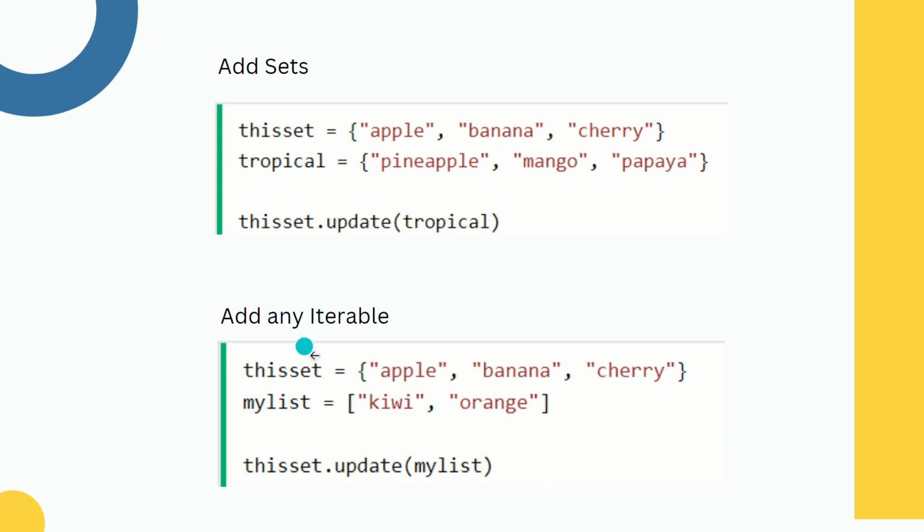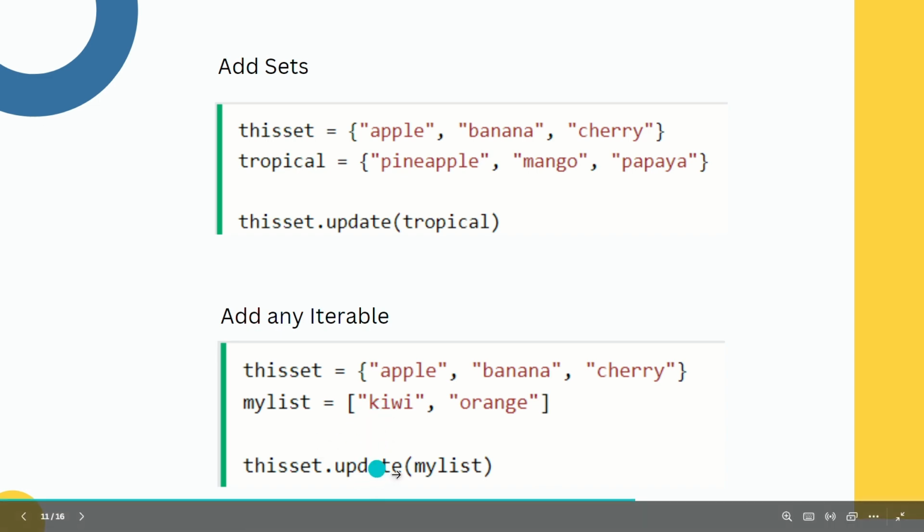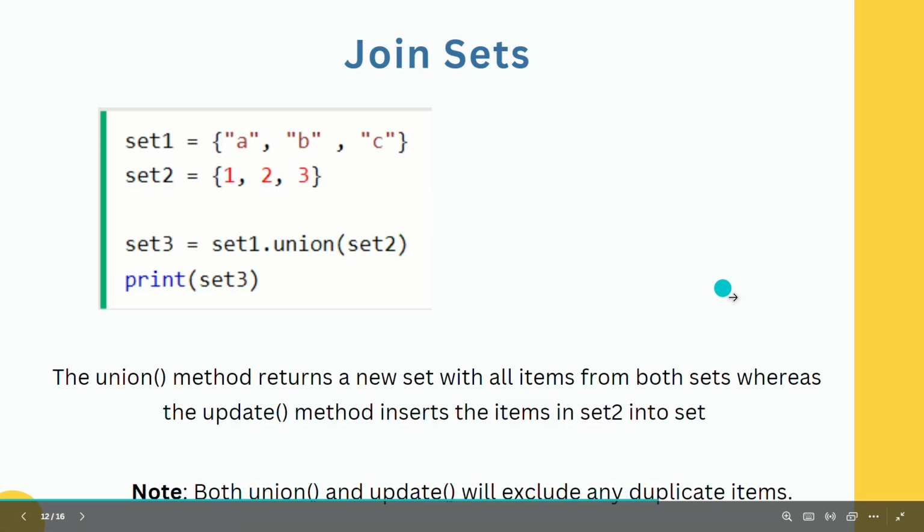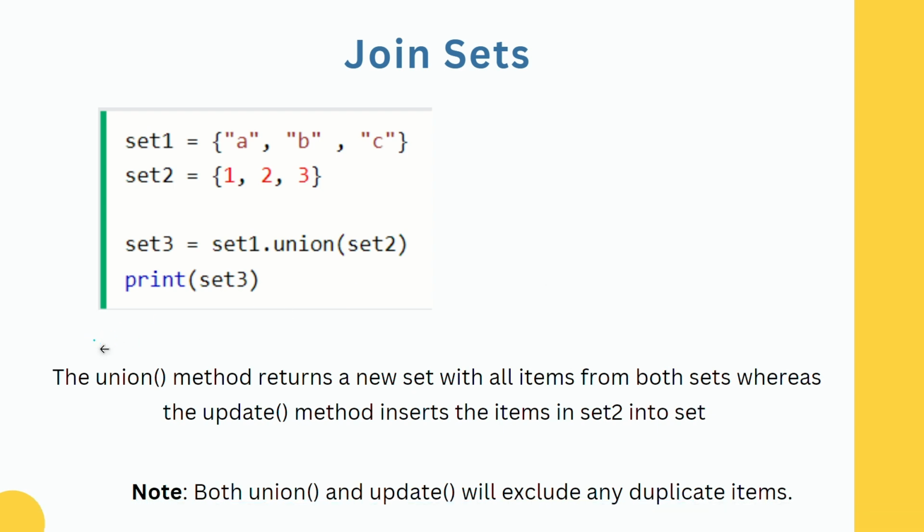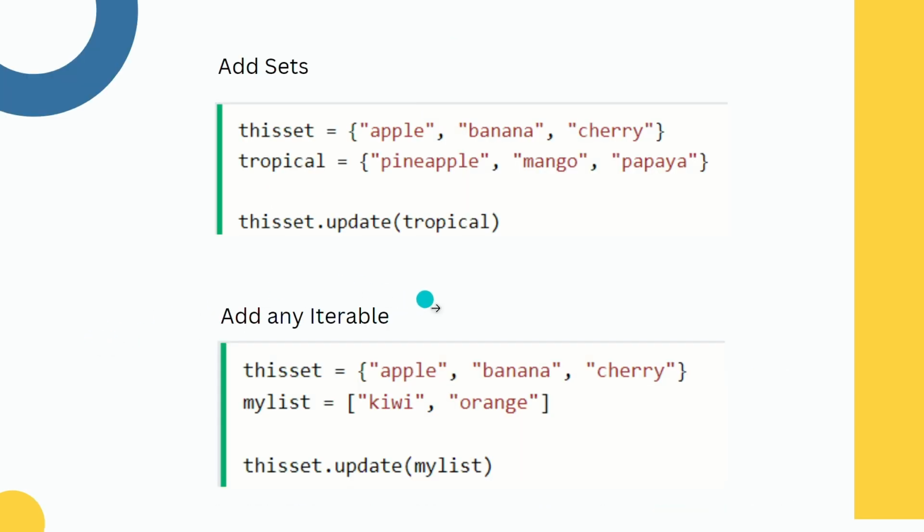And similarly, just like you can add sets, you can also add any iterable, for example list or tuple, and you'll use the same function, that is dot update. So that is how you can update sets. Now before we go to join sets, let us just see all of this in the form of code.